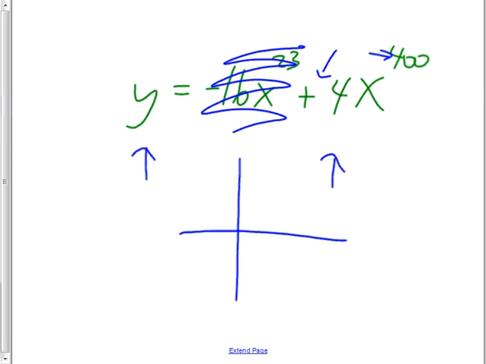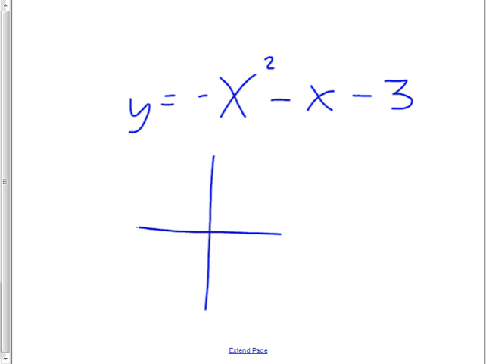They have to be the same, so it must be up, up. Good. All right, I'll give you one more. Y equals negative x squared minus x minus 3. Okay, negatives running all over the place, including at the beginning.